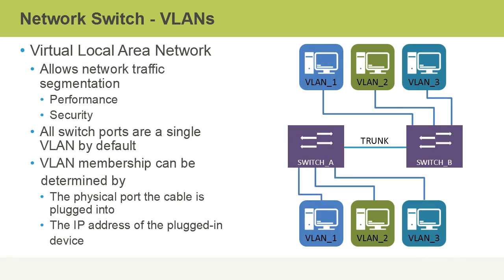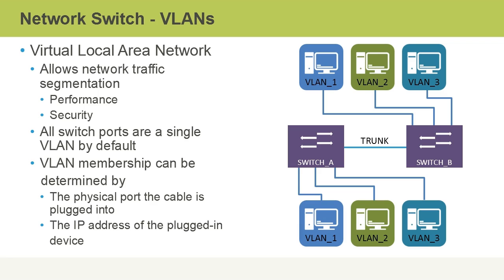Within a switch, we can configure a VLAN, a virtual local area network. This allows for network traffic segmentation. It also allows us to do this for the purposes of performance. Having smaller networks as opposed to one big one is much more efficient. Also for security, we might, for instance, want storage area network traffic in the form of iSCSI to occur on a separate VLAN from regular user traffic.